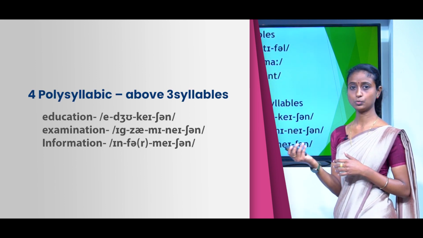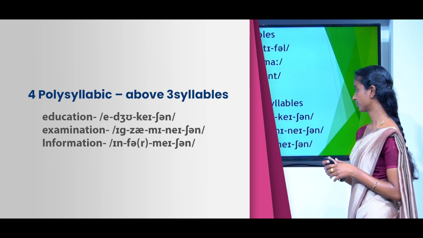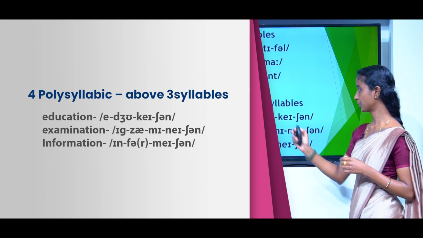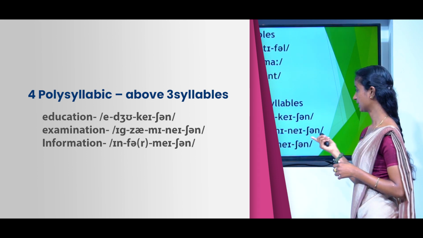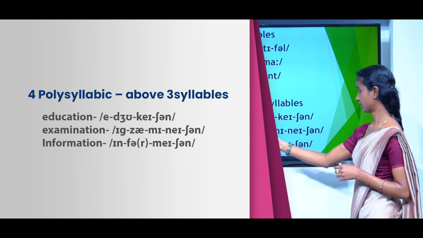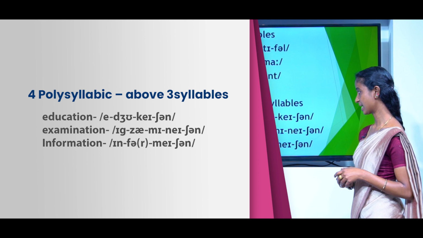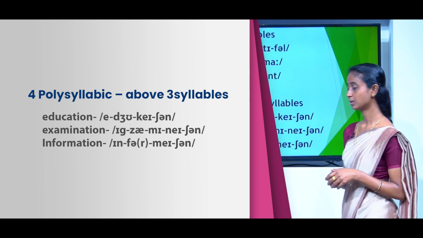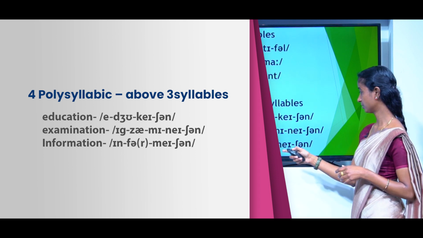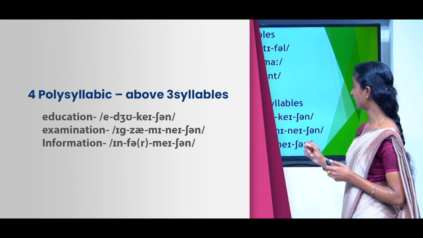Next one is polysyllabic words. That means there will be more than 3 syllables in a word. Examples are education. How can we cut this word into its syllables? Education. Next one is examination. Examination. Last one, information. Information.